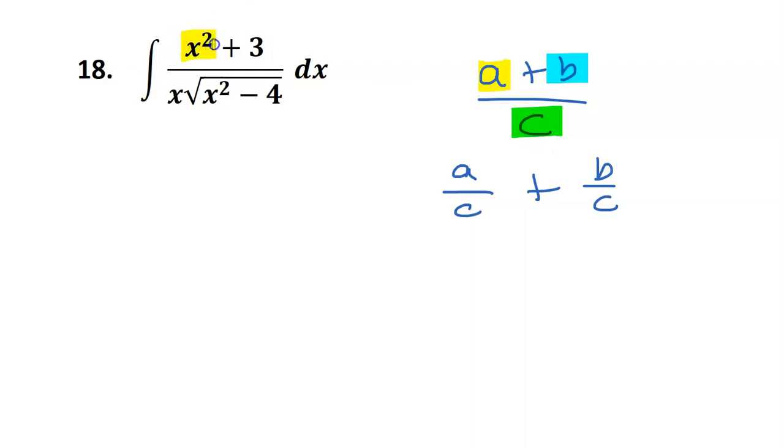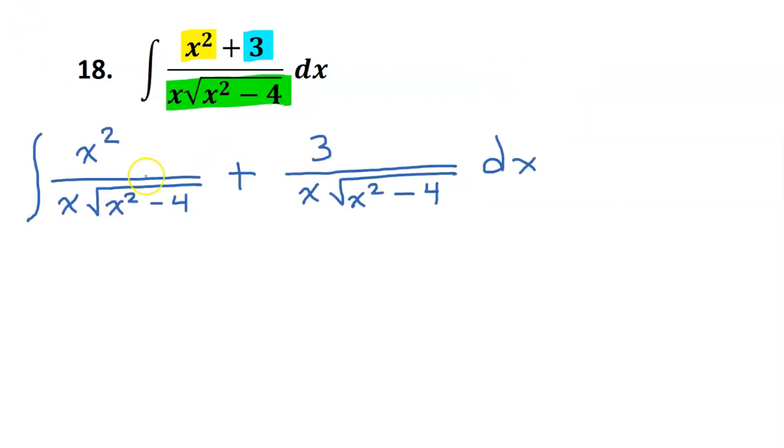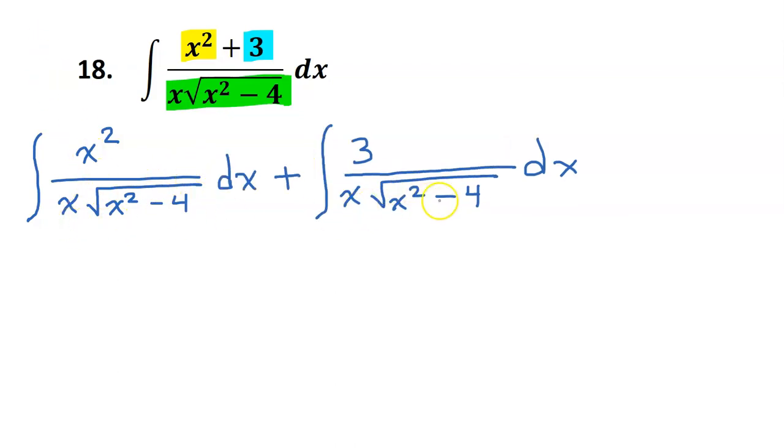So this is going to be the a, this is going to be the b, and all of this, the entire thing, is going to be the c. So I can split this up as a over c plus b over c. And really, I want to write these as two separate integrals. So far we have this.